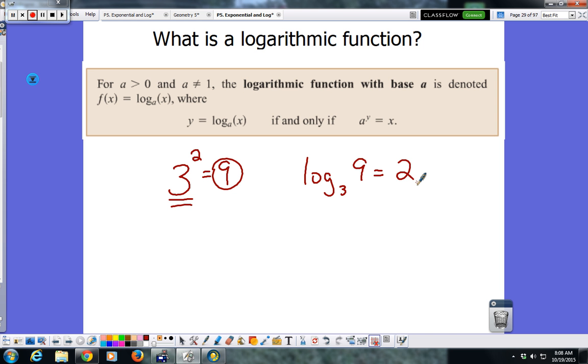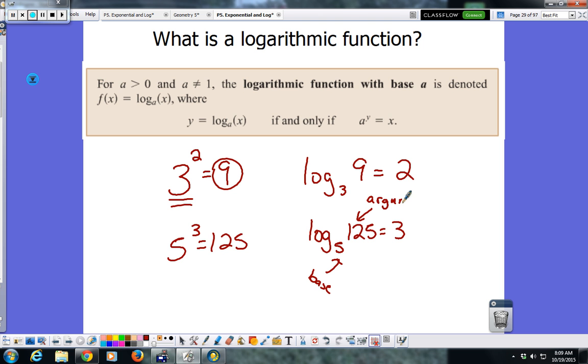Again, a log is simply another way of writing an exponent. Don't get bogged down and confused as soon as you see that word log. 5 to the third power is 125 is the exact same thing as saying log base 5 of 125 is 3. 5 to the third power is equal to 125. I call this the base, and most of the time I just call this the argument. And that, of course, is the exponent. Any questions?